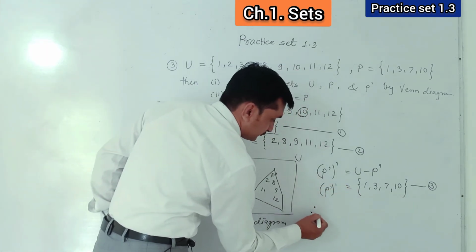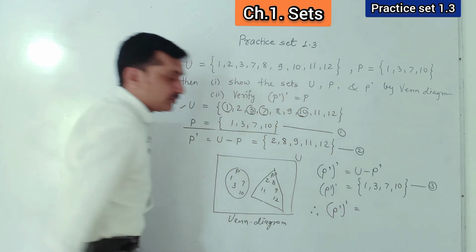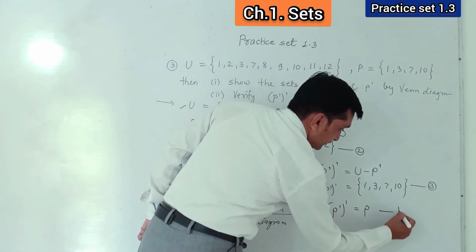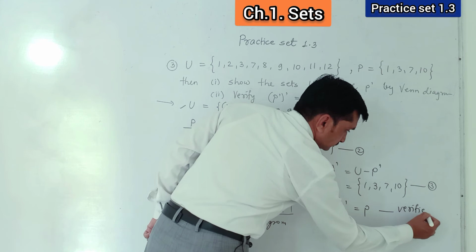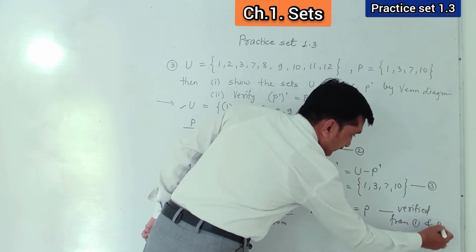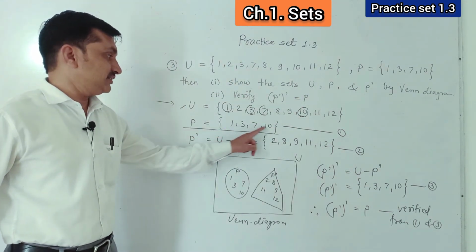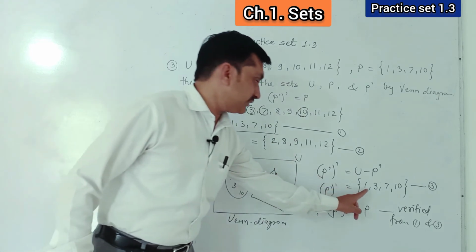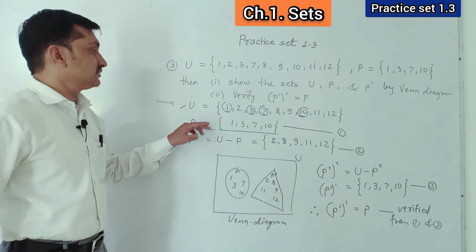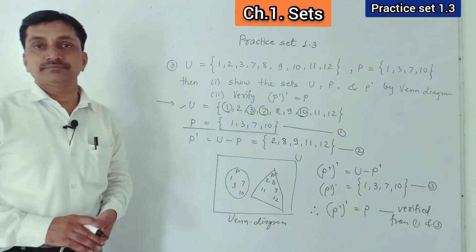It means that we verified that the complement of P complement is equal to P itself. Verified. From 1 and 3 it is verified, because all elements of P are equal to all elements of the complement of P complement. That's why we can write here that both of these are equal.